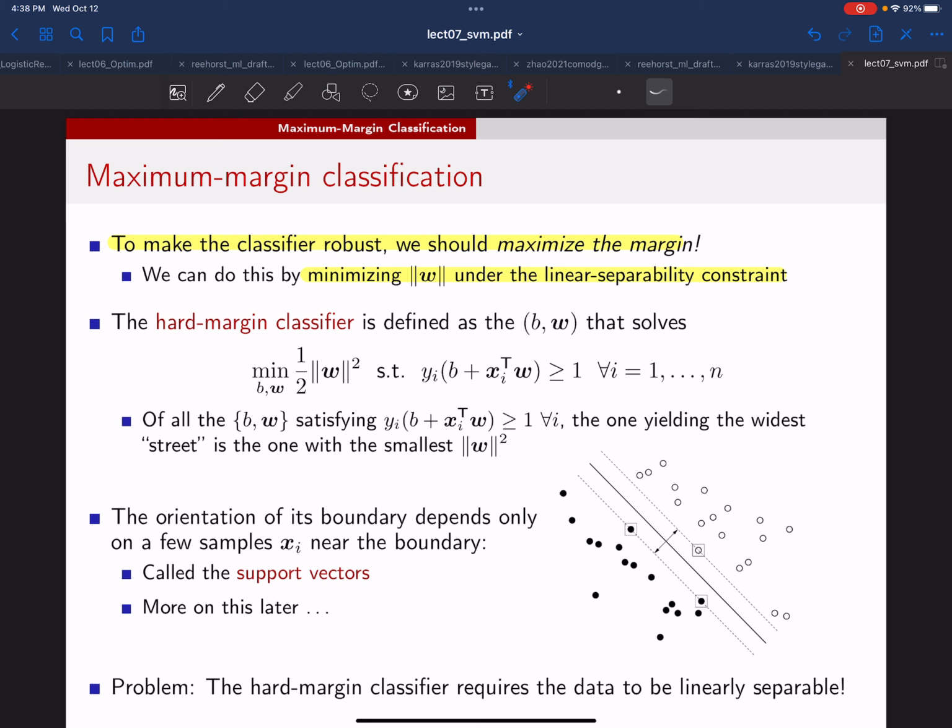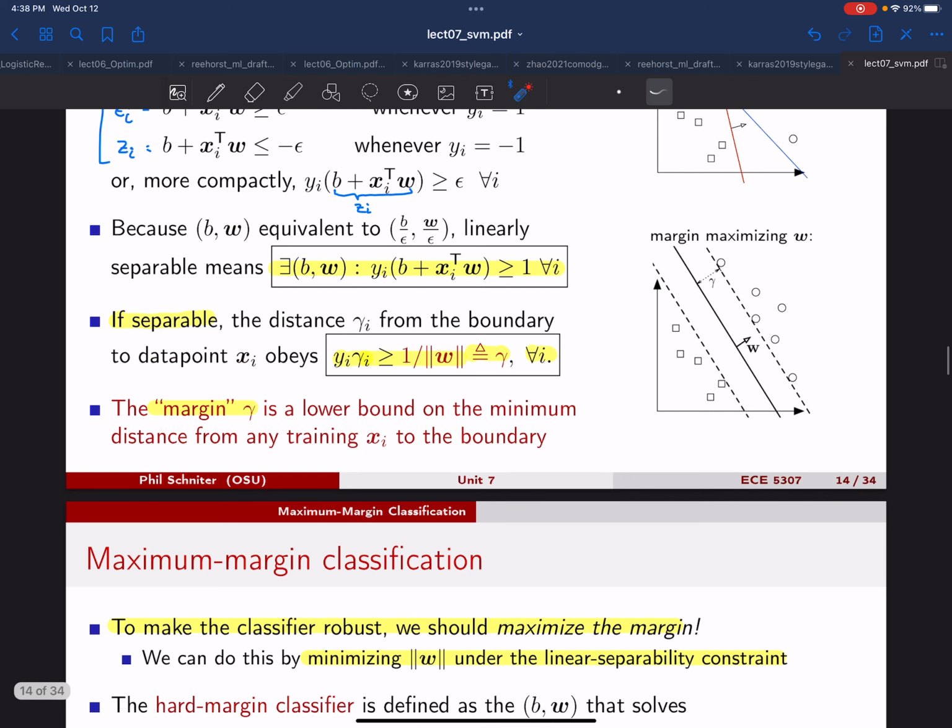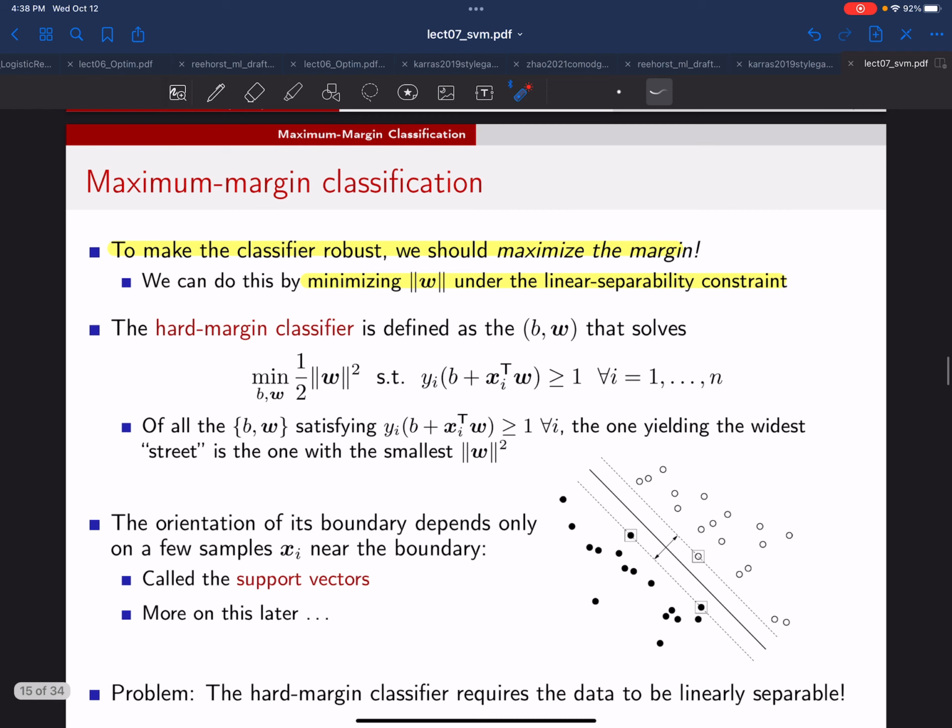And another way to say this is, of all the B and W that satisfy this linearly separable constraint, the one that yields the widest street, and by the street I mean think of this as a street. We want that street to be as wide as possible. The one with the widest street is going to be the one with the smallest norm of W. So that's basically the idea. This thing is called the hard margin classifier. And it's pretty easy to describe based on these pictures we've been drawing.